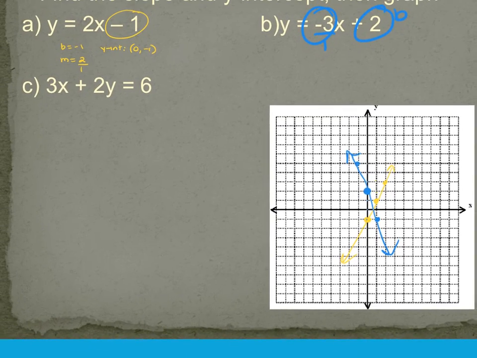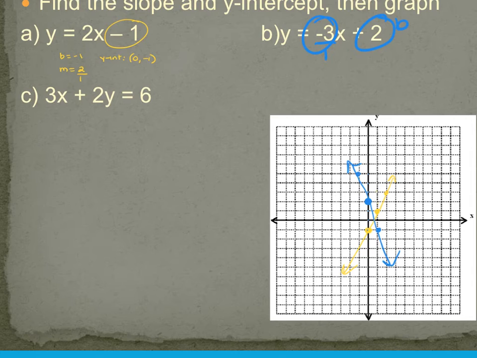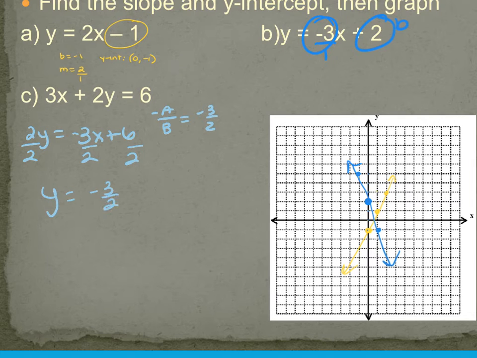Then C is 3x plus 2y equals 6. So if it was just asking for slope here, I would do -a over b, right? Because that's my shortcut, which would be -3 over 2. But because I also need the y-intercept, I'm actually going to get this into slope-intercept format. So I'm going to solve for y. Divide everything by 2 at the end, and I get y equals -3 over 2 x plus 3.